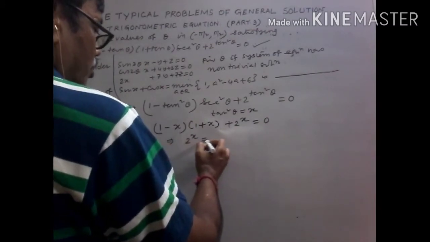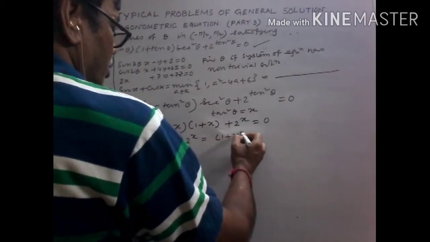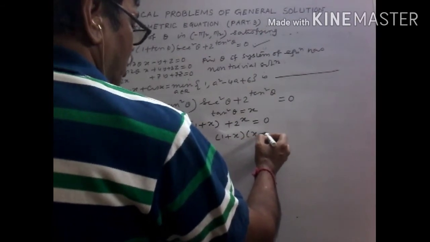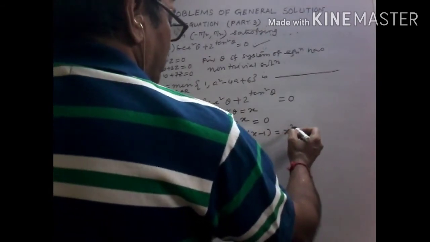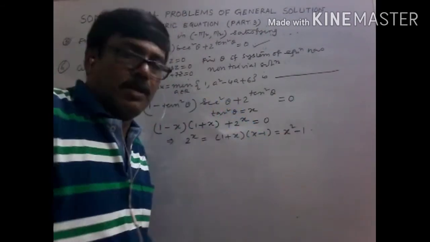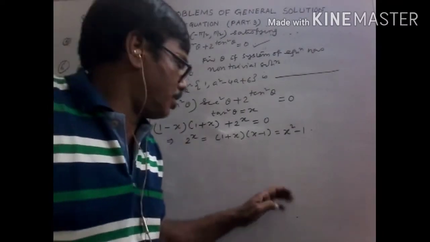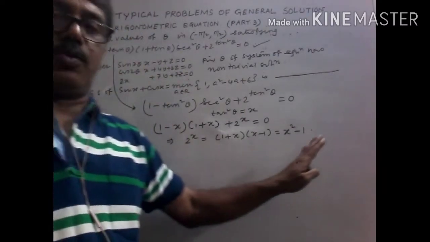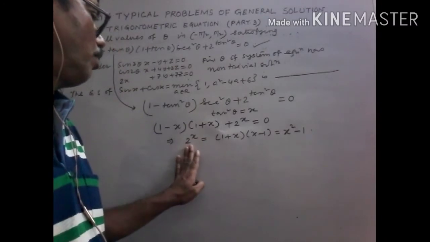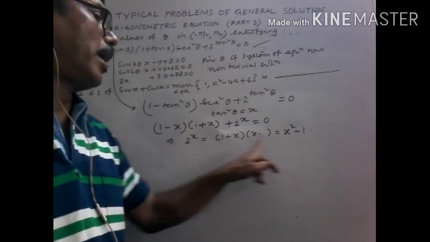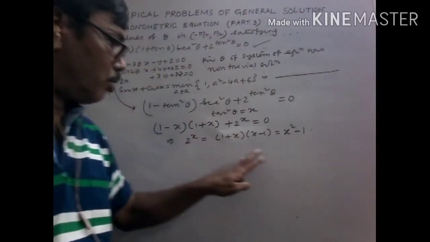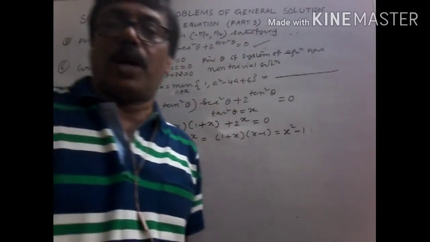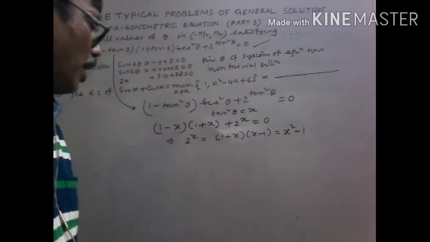So what is 2 to the power x? It is (1 plus x) into (x minus 1), so x square minus 1. Now this is a transcendental equation, a mixed problem of exponential and algebraic terms. So we try to solve it by the trial method.